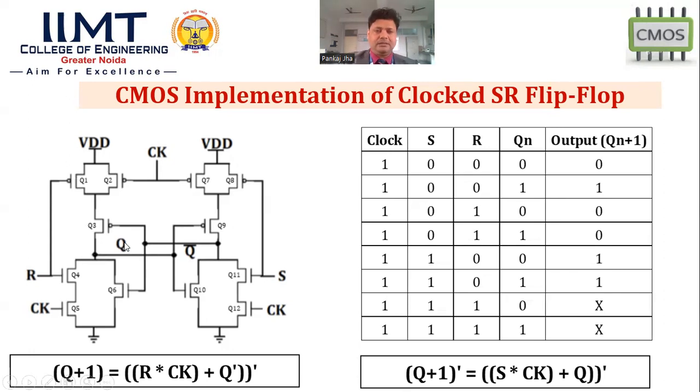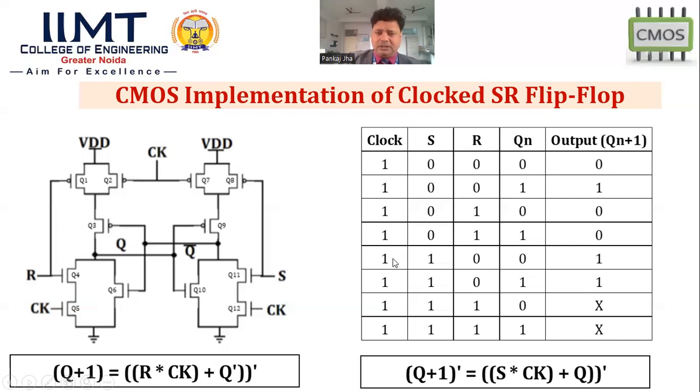Let's repeat once more. I'm just checking the value of Qn. Qn is 0. So if Qn is 0, this Q bar will be 1. And if this is 1, it makes transistor Q6 go into saturation mode. If this is in saturation mode, it will connect to ground. So whatever the value of R and clock, it will always produce 0 output. Understood? Okay, let's give another example.